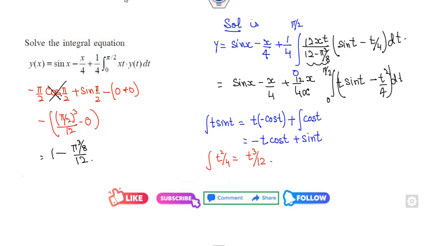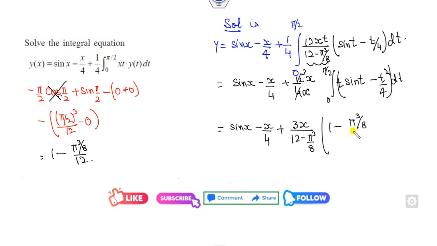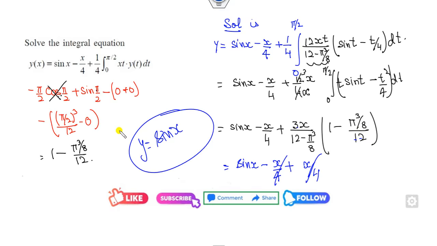Fine. So therefore my solution will be, if I substitute here, sin x minus x over 4 plus, it will cancel out, 12x over alpha will be here, that is 12 minus pi cube over 8, and the answer of this will be 1 minus pi cube over 8 by 12. So clearly if I take the LCM, this number will be cancelled out. So the right answer is sin x minus x over 4. It will be cancelled out. So 3 will be cancelled out. It is x by 4. So the final right answer is sin x, which is the right answer of this problem.